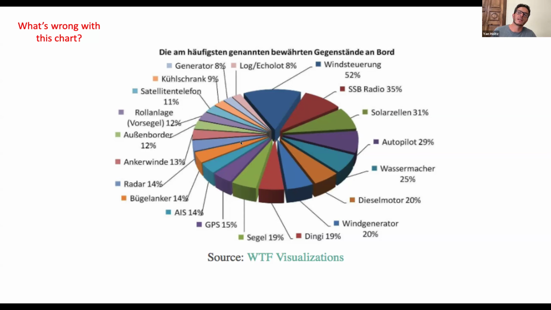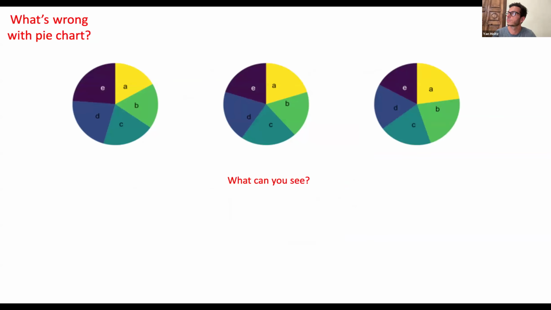So this one is pretty famous. Everybody knows that a 3D pie chart is bad nowadays, which is very good news. But do you know why the pie chart is often cited as a bad chart? Let's talk about it a little bit.